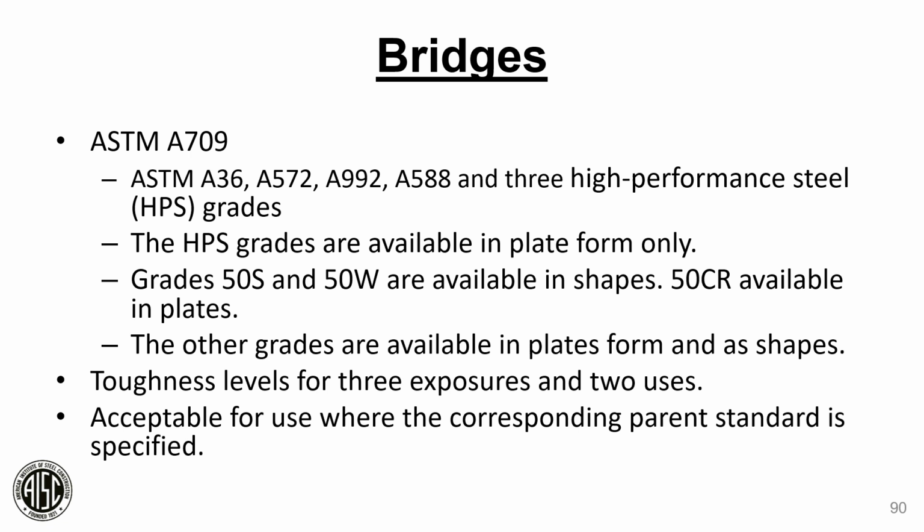Bridges. There's an umbrella specification for bridges. It's ASTM A709, and it covers a multitude of grades: ASTM A36, A572, A992, A588, and three high-performance steel grades. It also covers some high-performance steel grades that are available only in plate form. Grades 50S and 50W are available in shapes. Grade 50CR is available in plates.